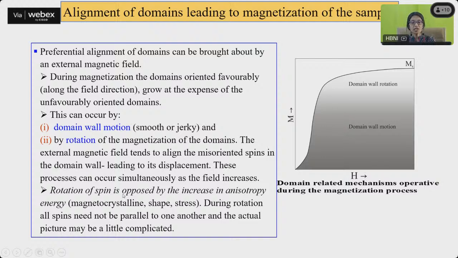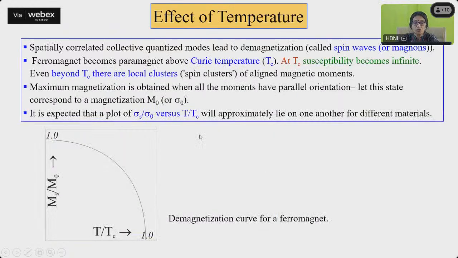You must understand, the rotation of the spin is opposed by an increase in the anisotropy energy. Okay, magnetocrystalline, shape, stress. So when you are rotating the spin, it doesn't like the rotation because it is increasing the anisotropy energy in the material. During rotations, all spins need not be parallel to one another, and the actual picture can be a little more complicated than the way we are explaining. But the idea is this: you have domain wall motion, and this is followed by domain rotation.